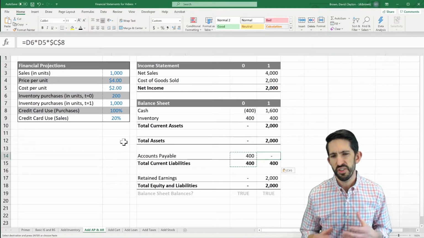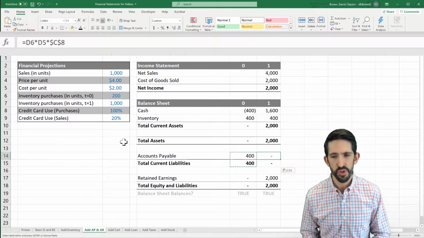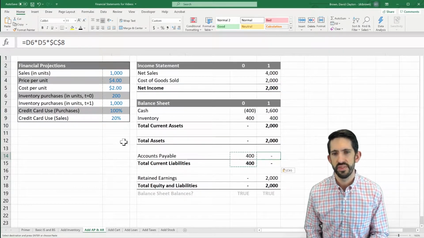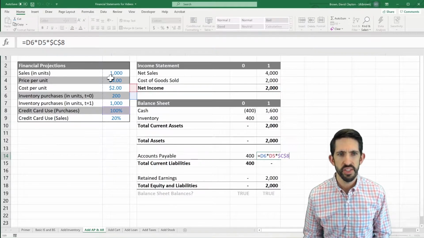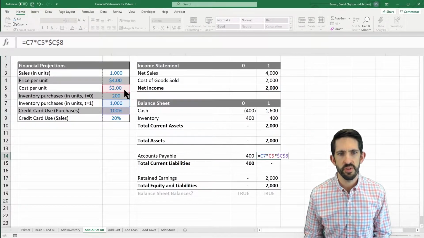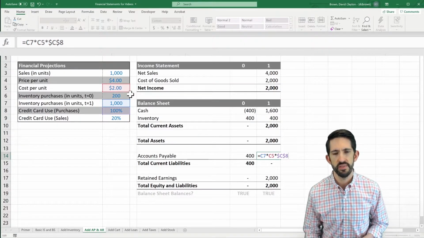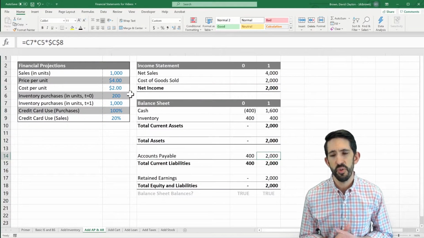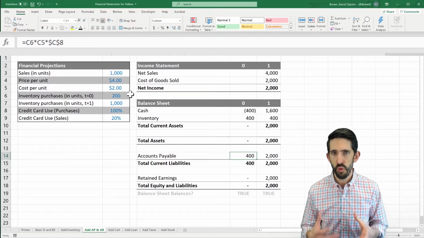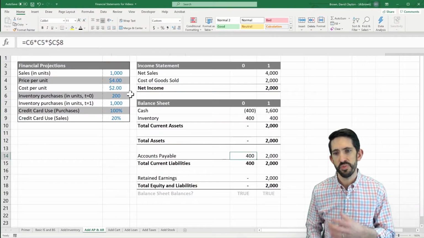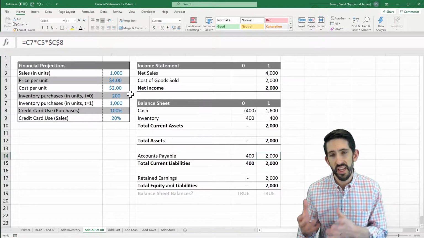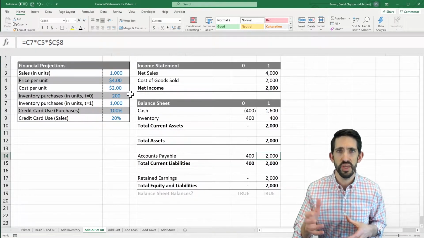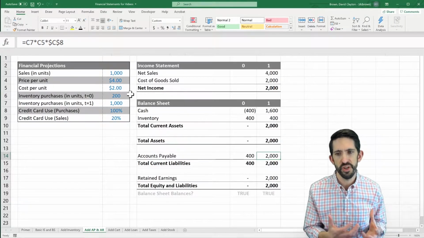And now let's go ahead and just update it so we have it working for our period 1 as well. In period 1, well, we're going to go out and buy units again, but instead of buying 200 units, we're now buying 1,000 units. So let's adjust for that. And implicitly here, we're assuming then that we pay off this $400 in the first period, and all that we owe at the end of the first period is this 2,000 that we purchased during the period.